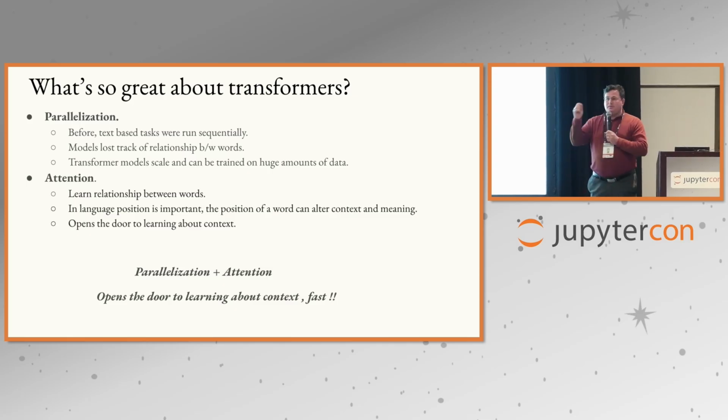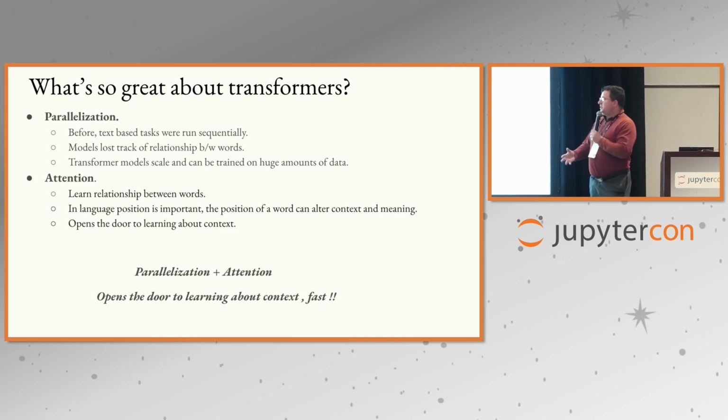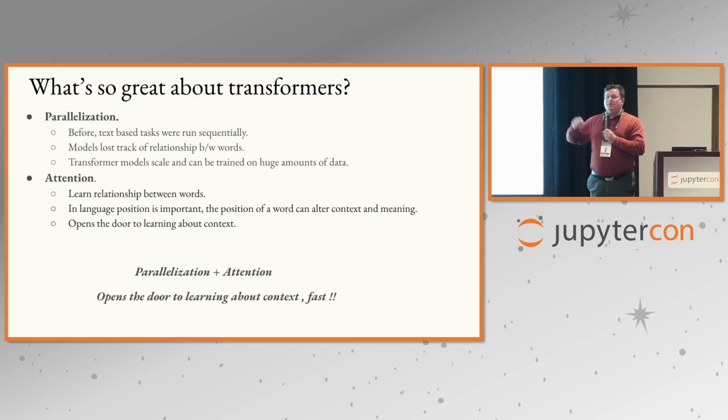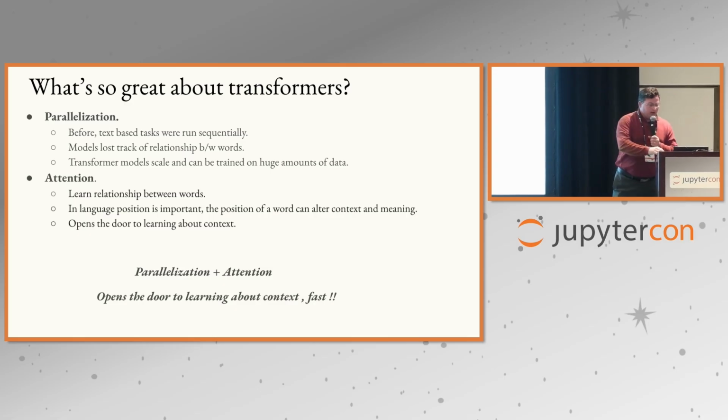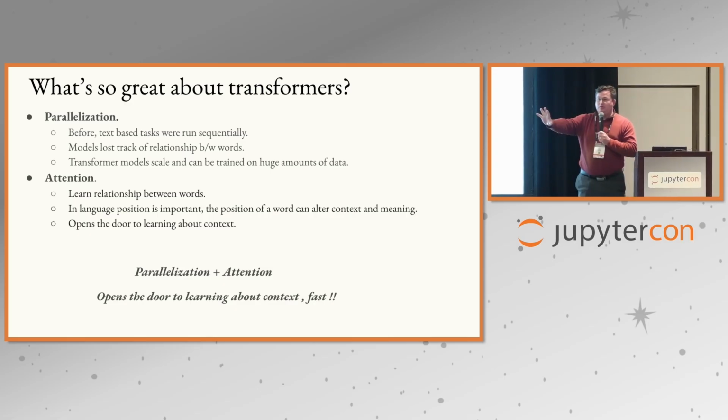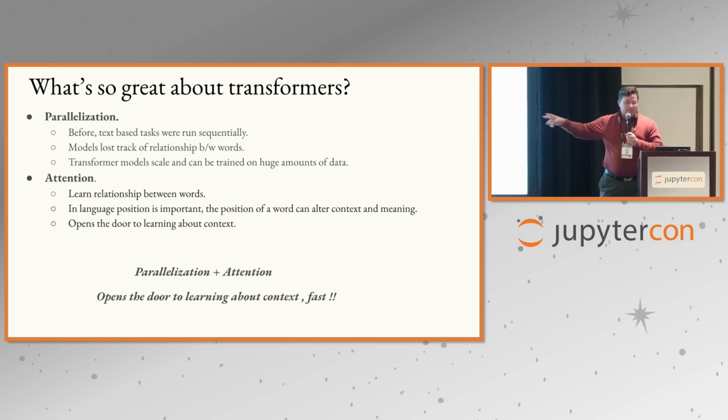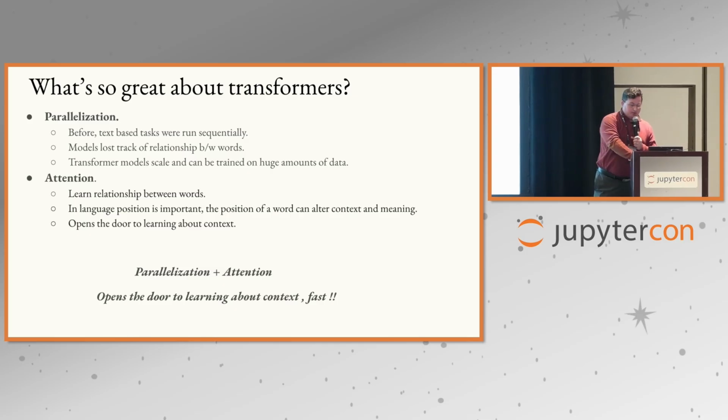And the key takeaway was instead of recurrence, they had this attention module that I'll go through. The idea here is this attention module was the thing that would learn relationships between words. And in language, word position in the sentence is actually important in defining the meaning of that word. So this combination of parallelism with the attention mechanism really opened up the doorway to this.